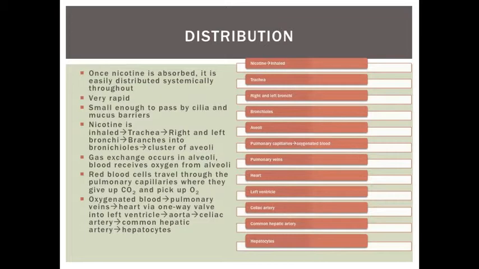The red blood cells then travel through the pulmonary capillaries where they give up CO2 and pick up O2. The oxygenated blood then travels through the pulmonary veins to the heart via a one-way valve into the left ventricle. The toxin then leaves the heart through the aorta, and continues to travel through its major branch, the celiac artery. This artery leads to the hepatic artery, which goes to the hepatocytes, which is the ultimate target.